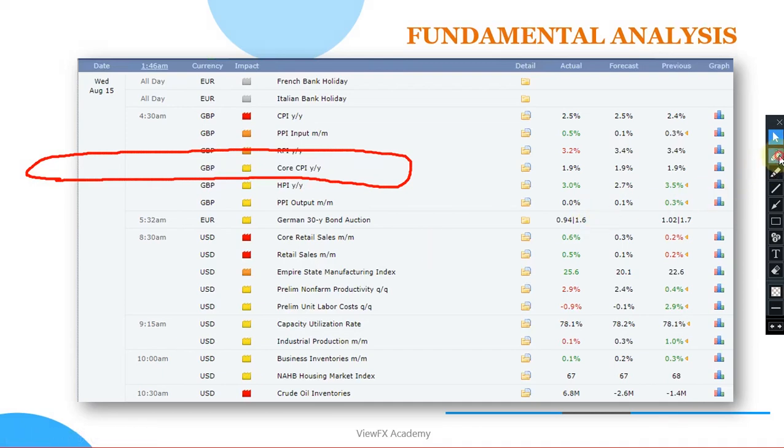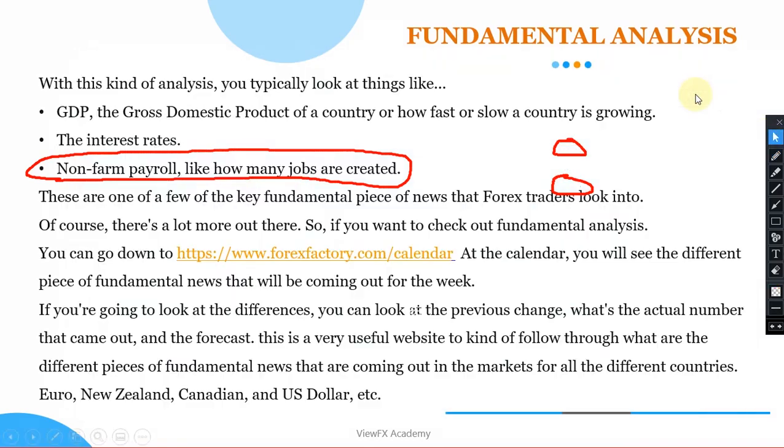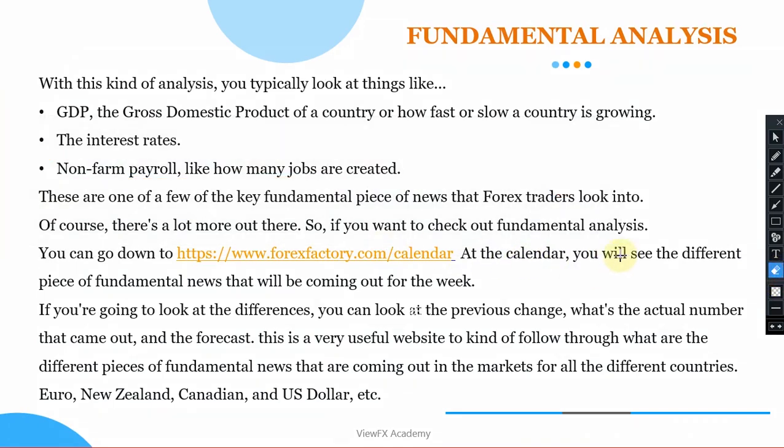Then whatever is the outcome of the news, for example, if the news is good, that means that currency is strong. Then if the news is bad, they will take action based on the outcome of the forecast and the actual. So that is what you have to know about fundamental. It means trading the forex market using the news.